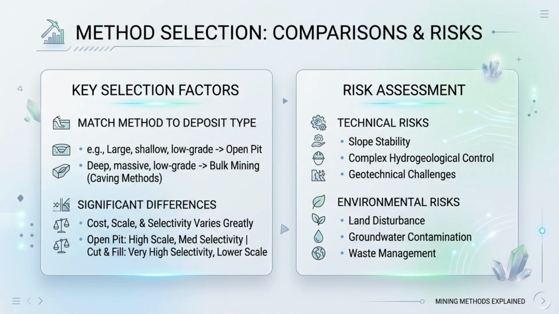This slide brings the analysis together by focusing on method selection and risk. The first rule is to match the mining method to the deposit type. Large, shallow deposits tend to favor open-pit mining, while deep, massive, low-grade deposits may require caving methods. The second key point is that mining methods differ greatly in cost, scale, and selectivity. For example, open-pit mining supports high scale but only medium selectivity, while cut-and-fill offers very high selectivity at lower scale and higher cost.